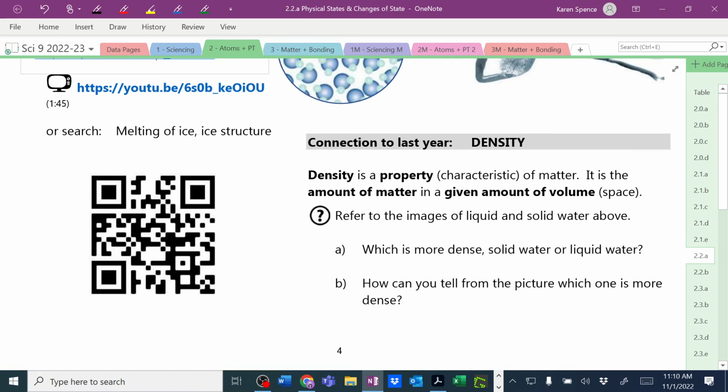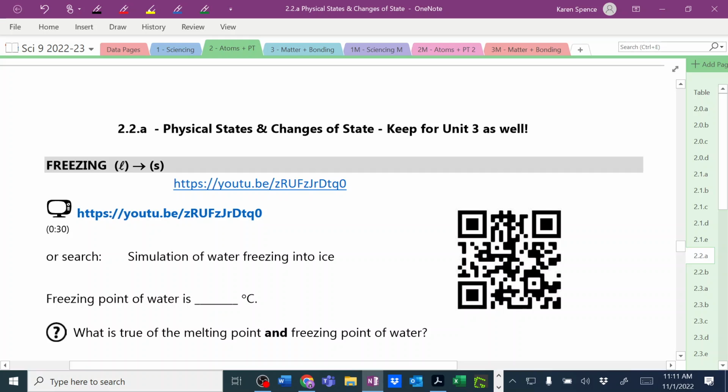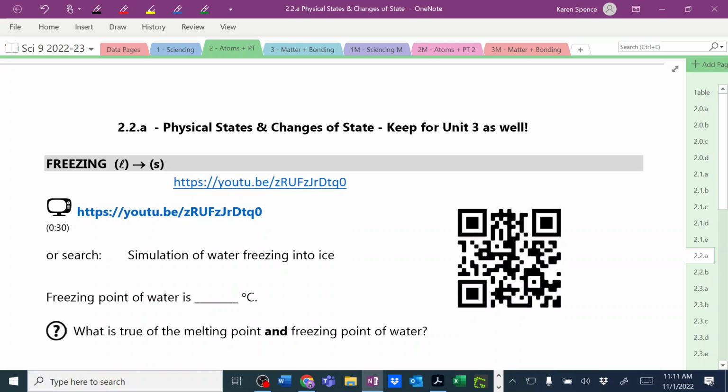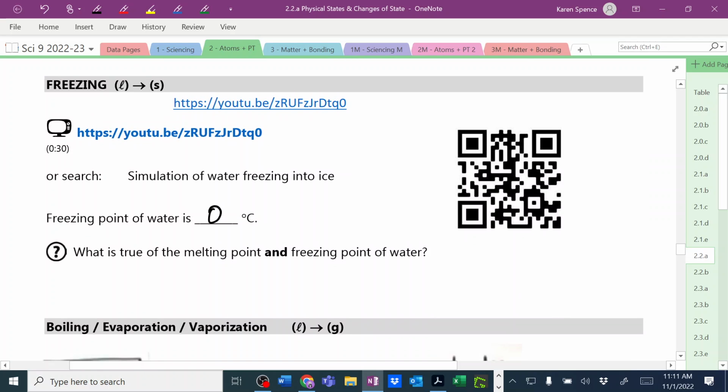We're going to skip the connection to last year with density. You can read it if you want to. And now we are going to look at a simulation of freezing. What is the freezing point of water? 0. What is true of both the melting and the freezing point of water? They are both 0 degrees Celsius. They are the same.